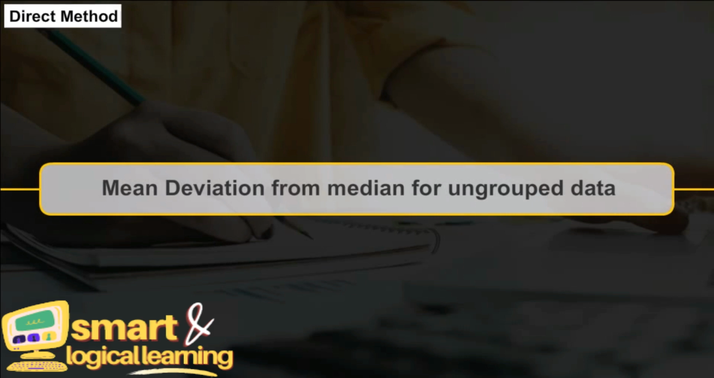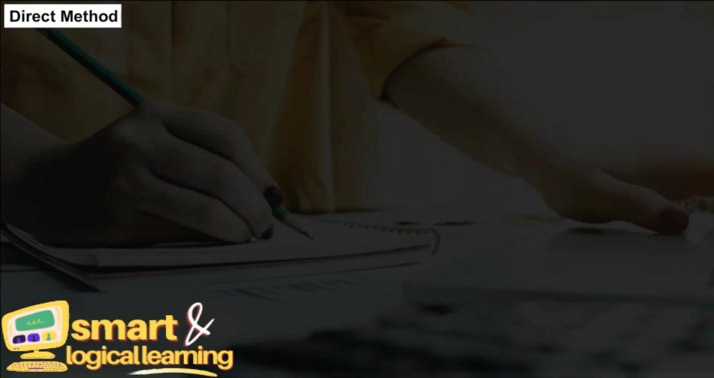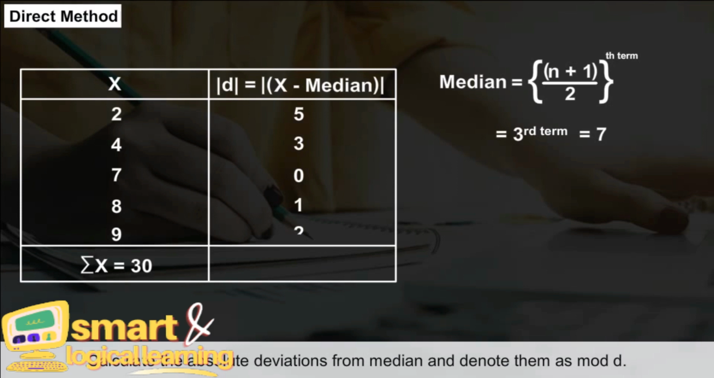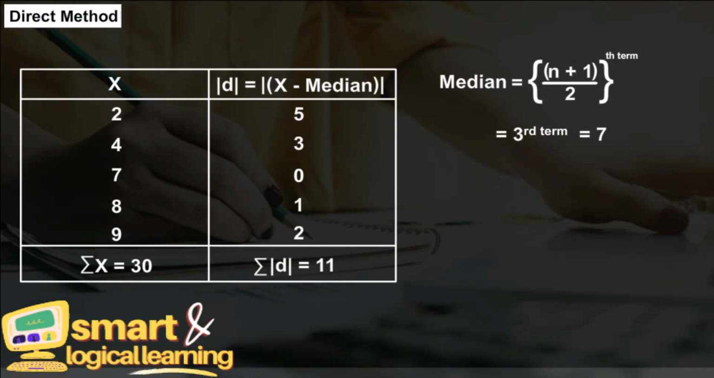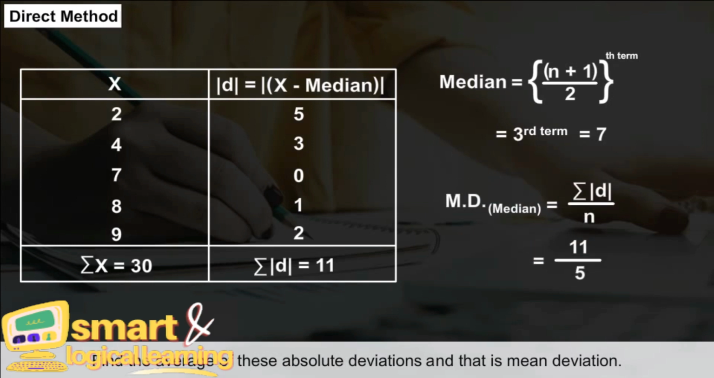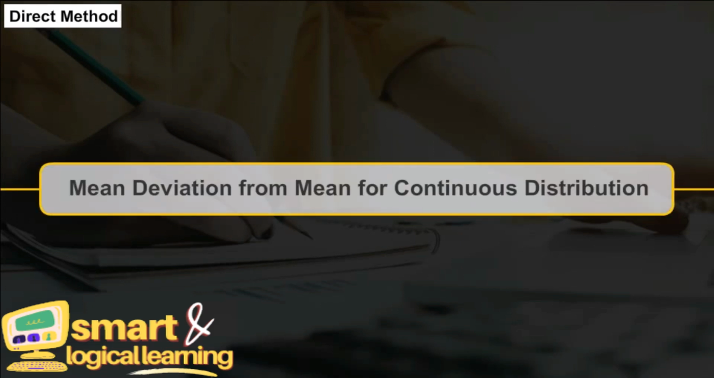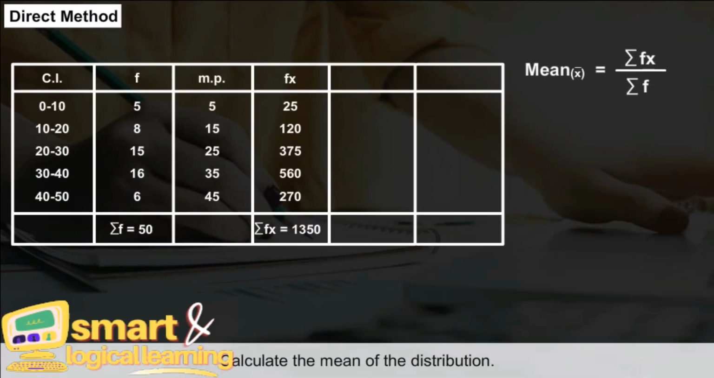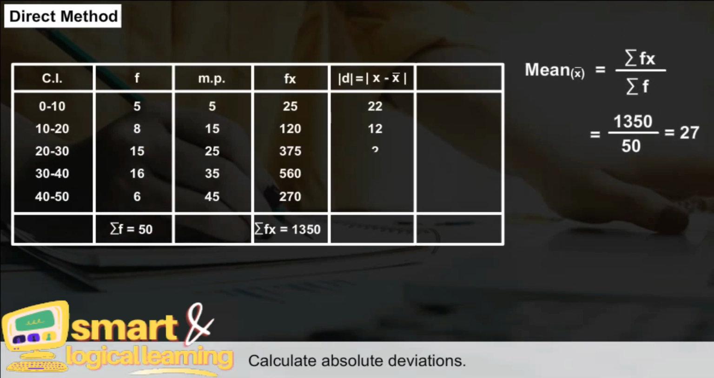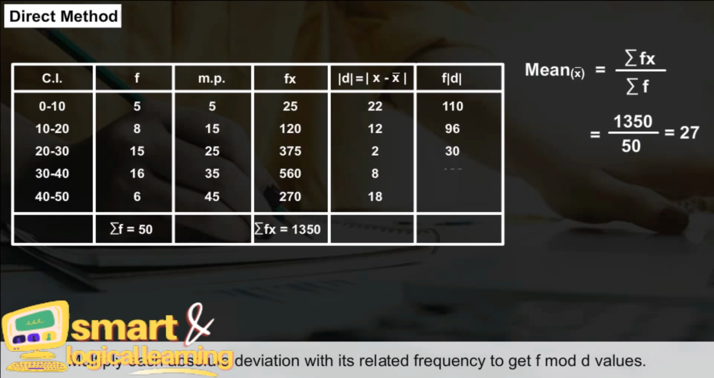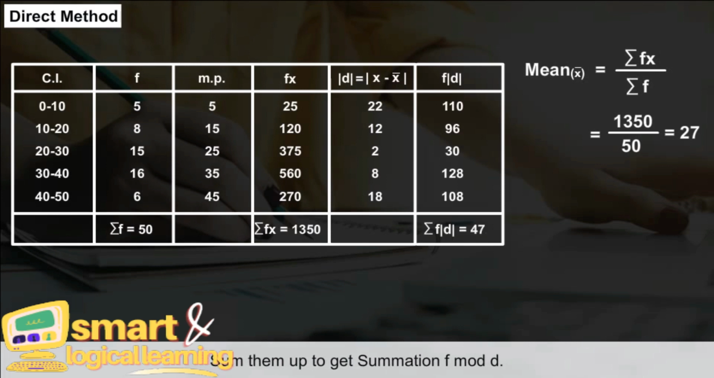Mean deviation from median for ungrouped data. Calculate the median. Calculate the absolute deviations from median and denote them as mod D. Find the average of these absolute deviations, and that is mean deviation. Mean deviation from mean for continuous distribution. Calculate the mean of the distribution. Calculate absolute deviations. Multiply each absolute deviation with its related frequency to get f mod D values. Sum them up to get summation f mod D. Apply the given formula.